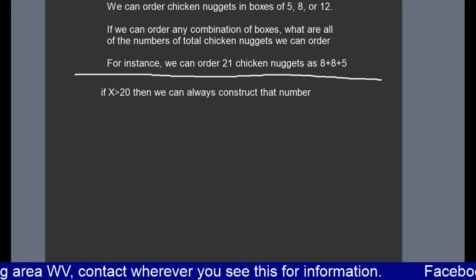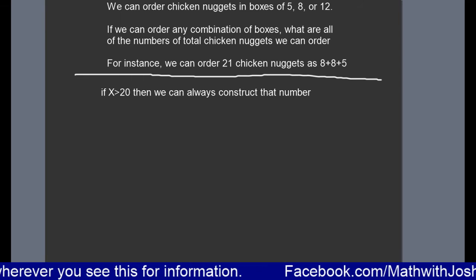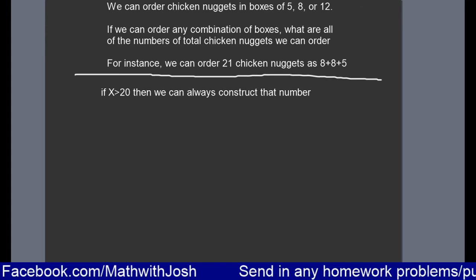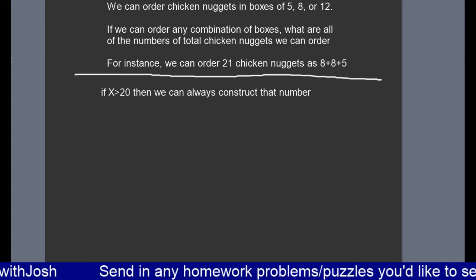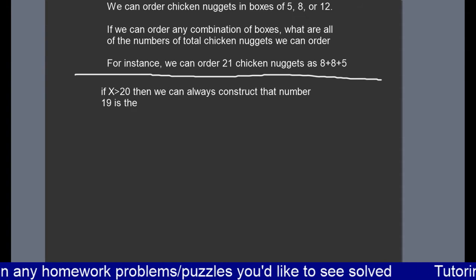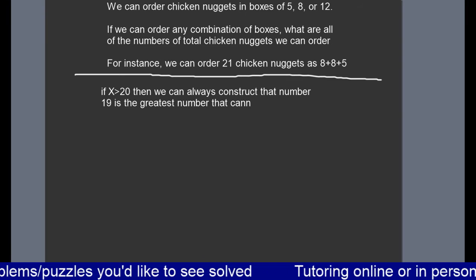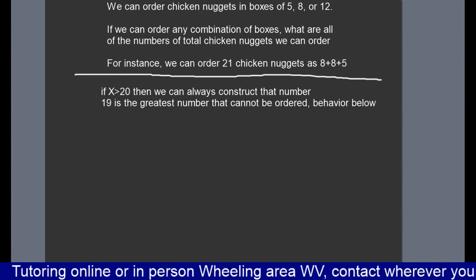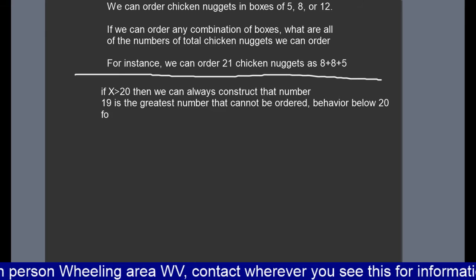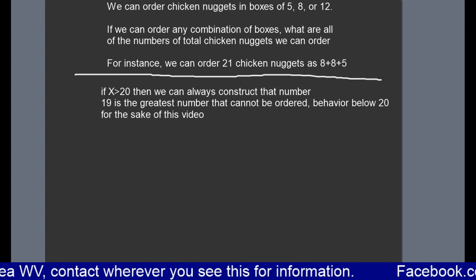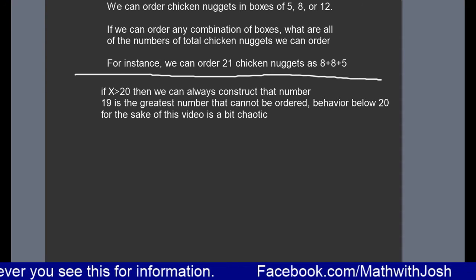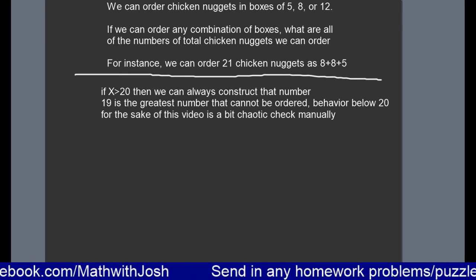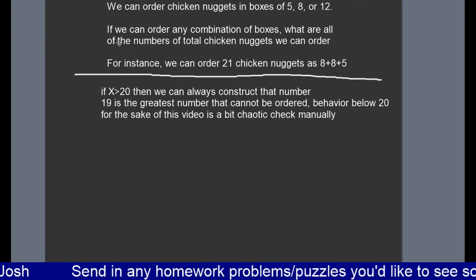The part I'm going to leave out here that you'll have to check on your own is what goes on underneath 20, because under 20 you have some numbers you can fill and some numbers you cannot fill. I believe that 19 is the greatest number that cannot be ordered. And the behavior below 20, for the sake of this video, is a bit chaotic. Check manually. If you want to look at those manually, you can do them on your own. But let's get into how I solved the main idea here.